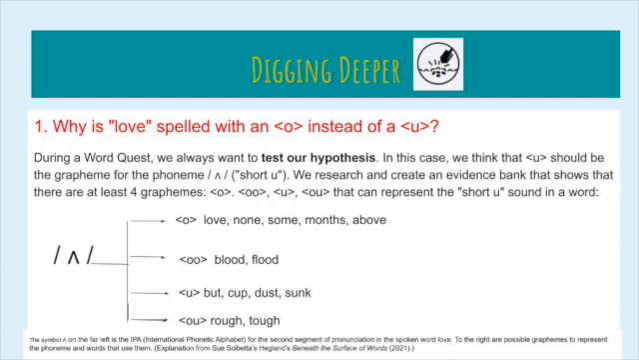So now we're going to dig a little deeper. When we investigate, we find that the sound or phoneme can be represented by O, as not just in love, but in words like none, some, months, or above. So it's not as unusual as it initially felt to us. We also see the phoneme represented by a double O in a word like blood, the U as we expect it, and also it can be represented by the grapheme OU as in rough and tough. So that's some interesting information.